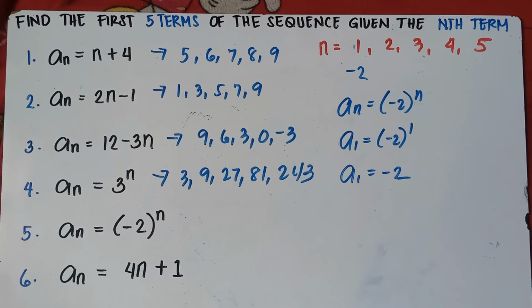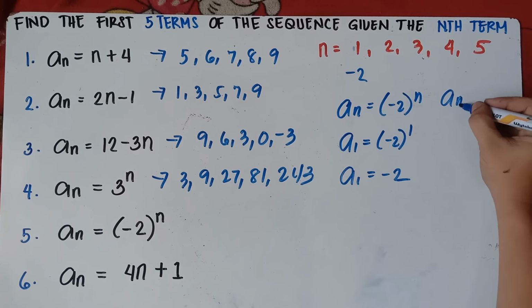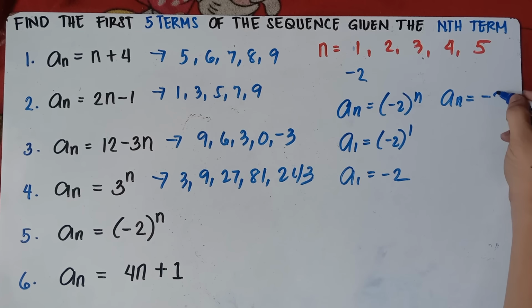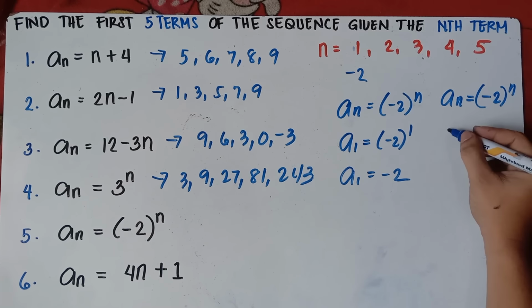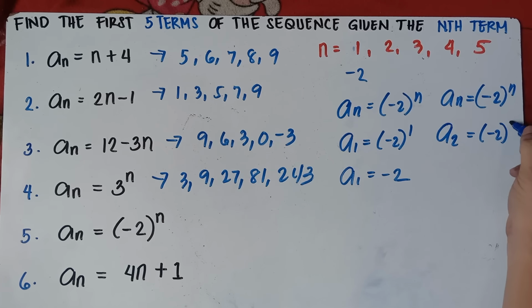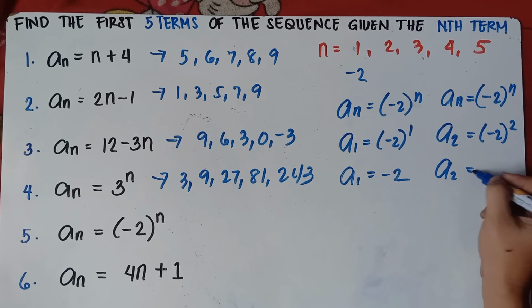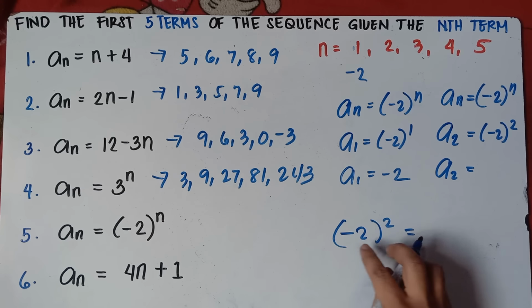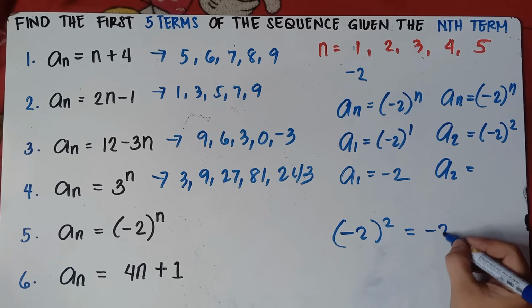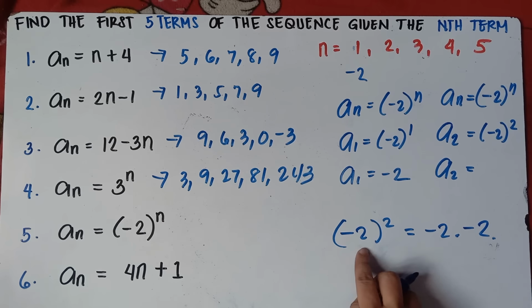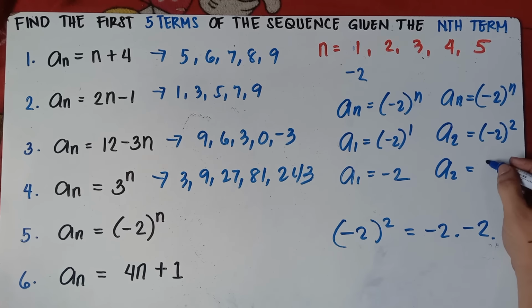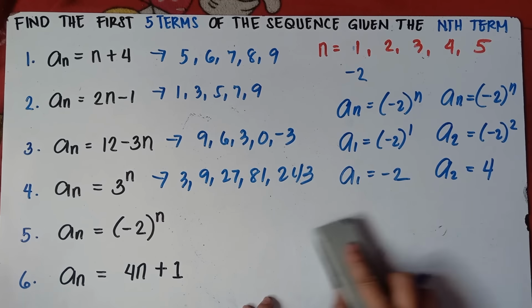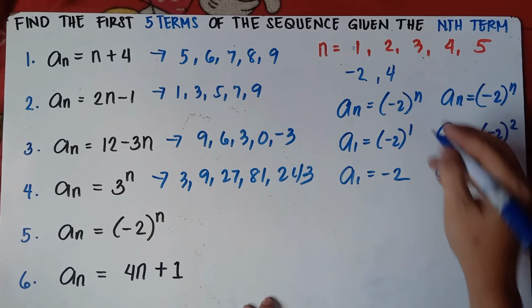Alright, so next, a sub n equals negative 2 raised to the power of n. If n is 2, a sub 2 equals negative 2 raised to the power of 2. A sub 2 will be negative 2 multiplied by itself. Negative 2 raised to the power of 2, class, doesn't mean negative 2 times 2. It means negative 2 times negative 2. You multiply negative 2 by itself twice. So negative 2 times negative 2, that's positive 4. So a sub 2 is positive 4.